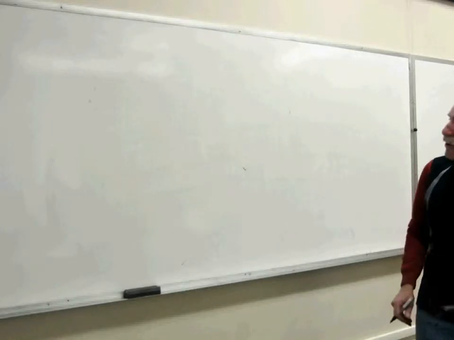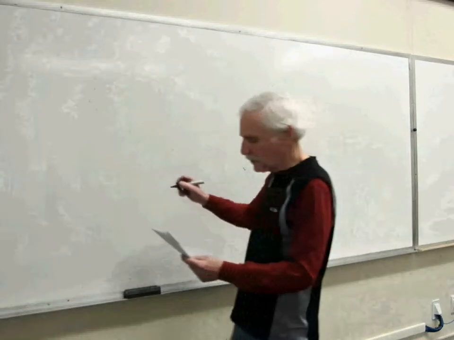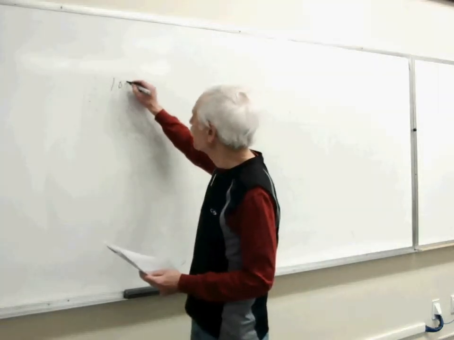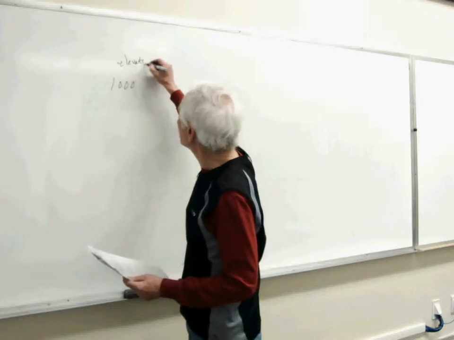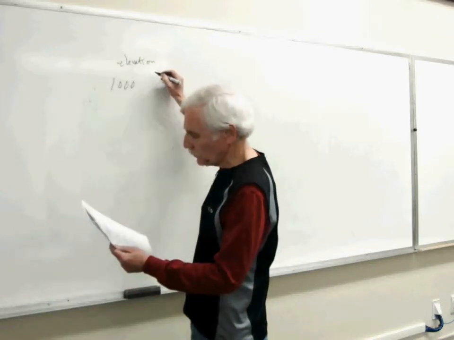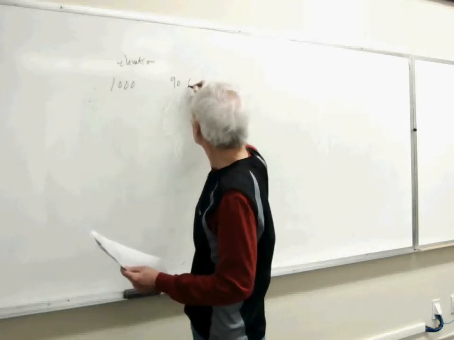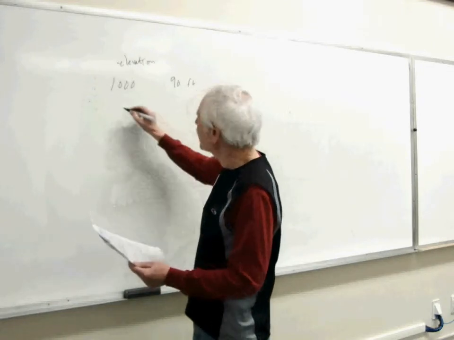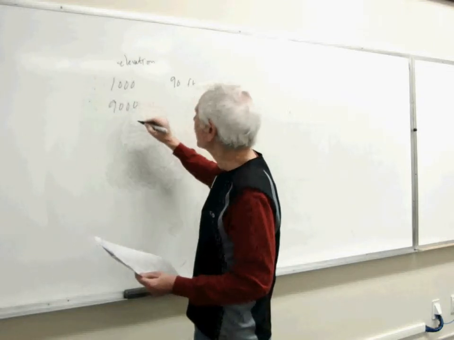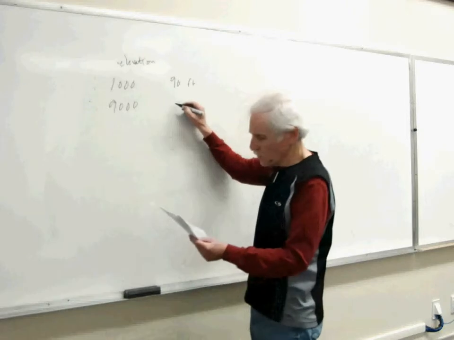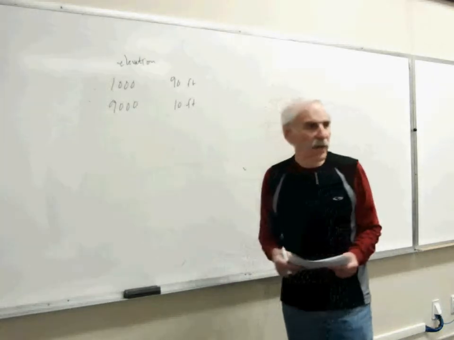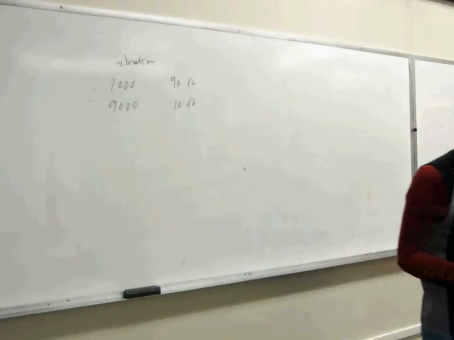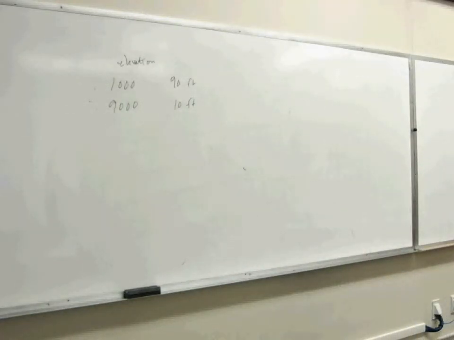Somebody notices that at the 1,000-foot elevation, the typical tree height is 90 feet. But then they hike up to the 9,000-foot elevation, and the trees are only 10 feet tall. So that's 2 points, 2 data points.